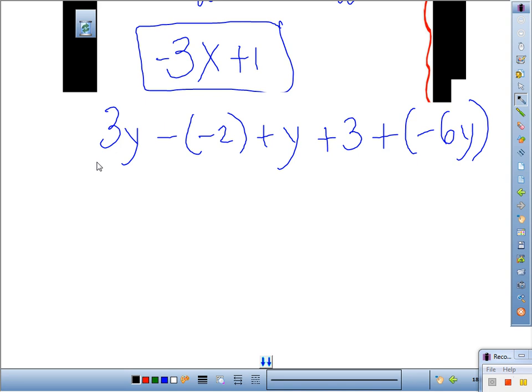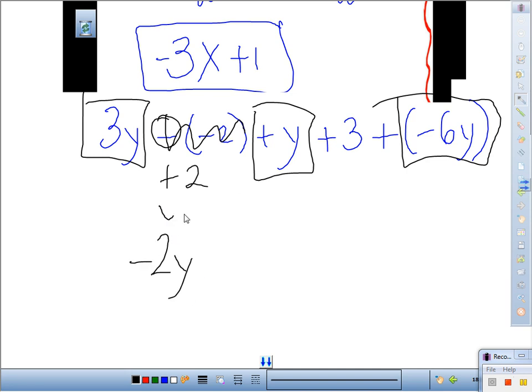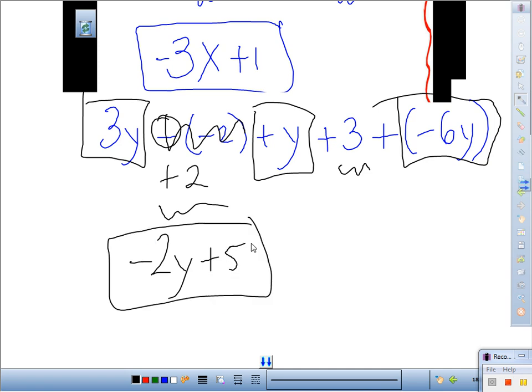Okay, first things first, do we have addition all the way through? No, there's a subtraction, so what are we going to do? Additive inverse, right? This becomes this, and this becomes a positive 2. All right, so now I can start. 3y plus y, that's 4y, minus 6y, that gives me negative 2y. The constants, 2 plus 3, that's positive 5. All right, show me your fingers how comfortable you are with these so far. Okay, good. All right, so we'll go with that, yes?